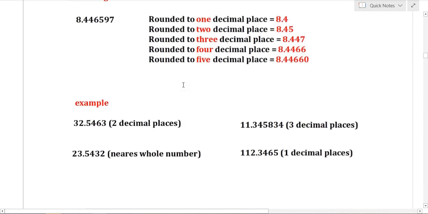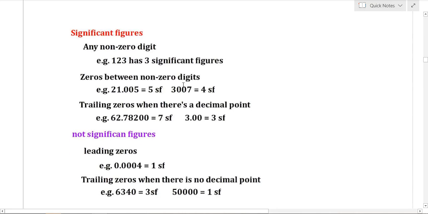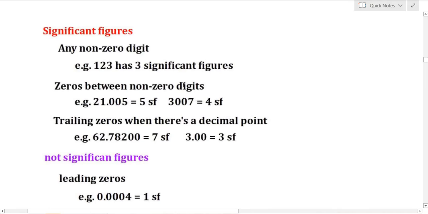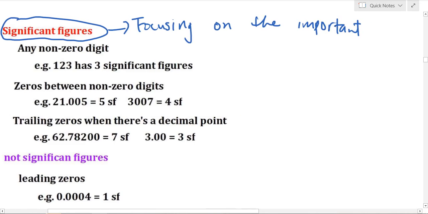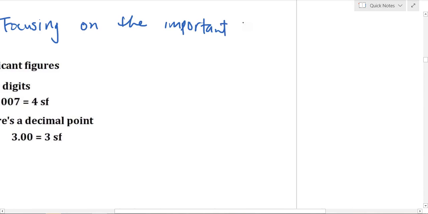All right, so I think we all understand how rounding works. Well, let's get into significant figures, which is what I've been talking about a lot of the time. So a significant figure, the idea behind this is you're looking at the important numbers. So I'm going to maybe copy this down. It's about focusing on the important numbers. That's what we're looking at for significant figures, focusing on your important numbers.